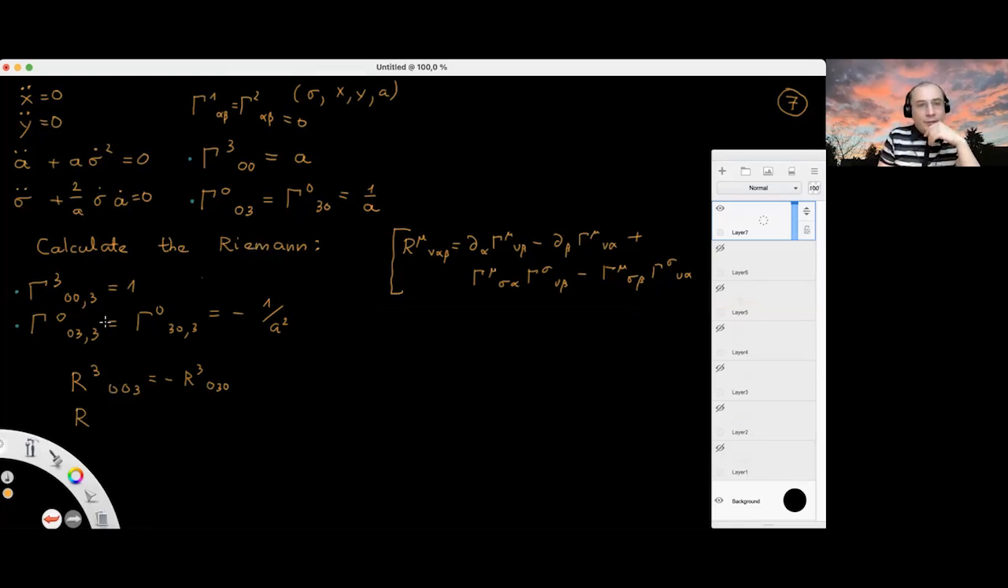On top of that, we've got non-vanishing 0 0 3 3. But this one cannot really appear anywhere in the Riemann, because it could, in principle, appear in the derivative of gamma mu nu beta.